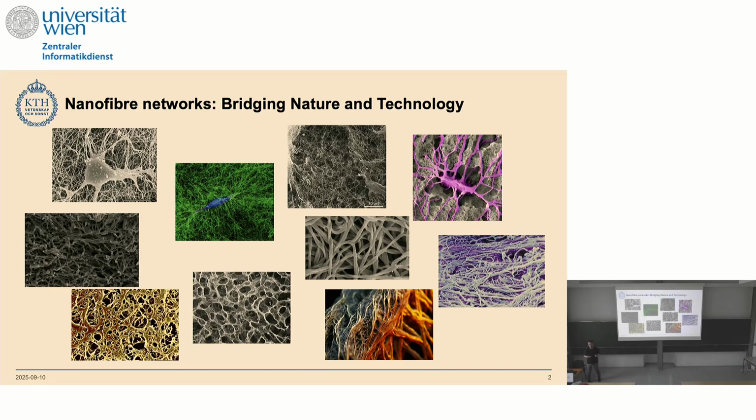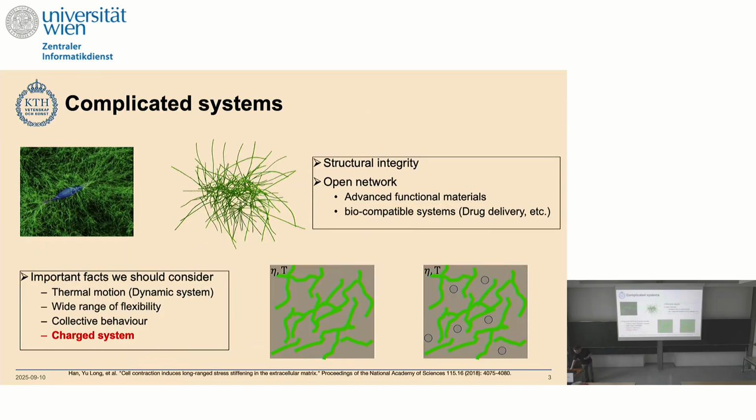These structures have interesting properties that scientists try to make synthetically in the labs to be implemented in different applications. But we should consider that these are complex systems. For example, in this picture, taken from this paper below, it shows a cell that tries to diffuse in an extracellular matrix.